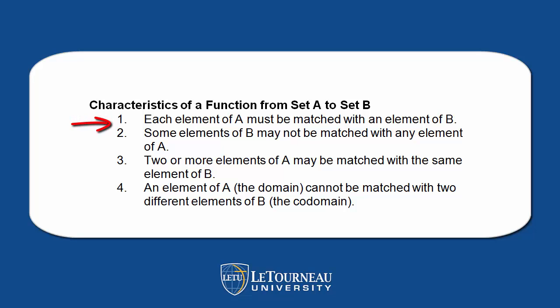Each element must be matched with an element of B. Some elements of B may not be matched. That's the codomain idea. Two or more elements of A may be matched with the same element of B. And an element of A, the domain, cannot be matched with two different elements of B.